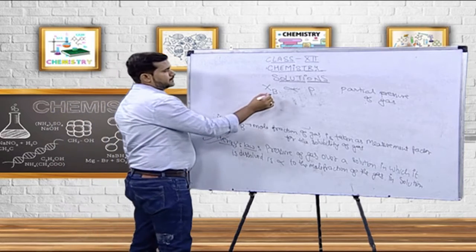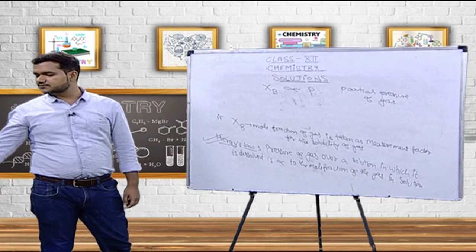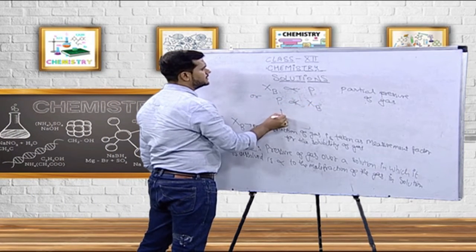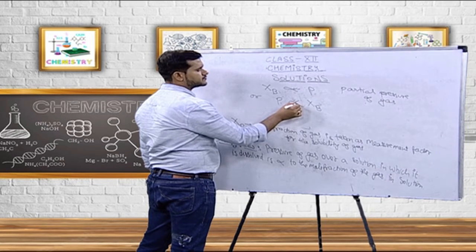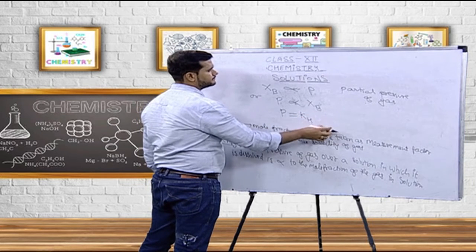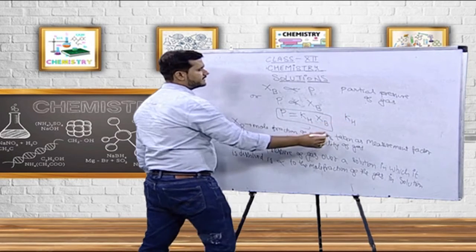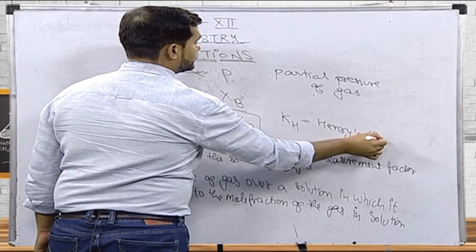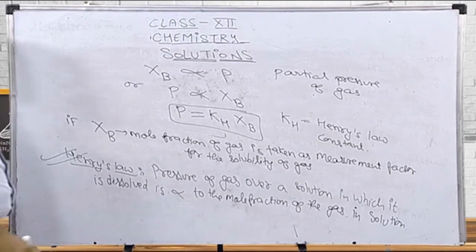P is the partial pressure of gas. So, XB is directly proportional to pressure, or this statement can be written as pressure is directly proportional to XB. To put equality, we have to remove the directly proportional sign by the proportionality factor KH. This KH is called Henry's law constant. Is that clear?